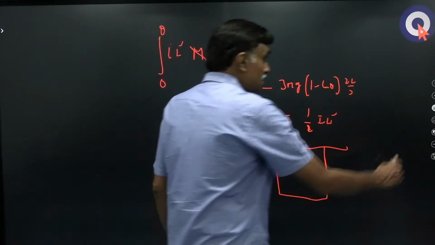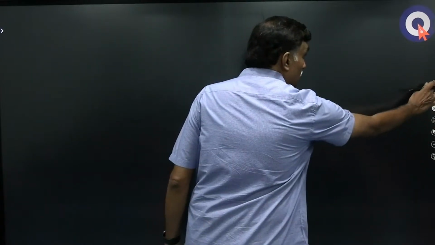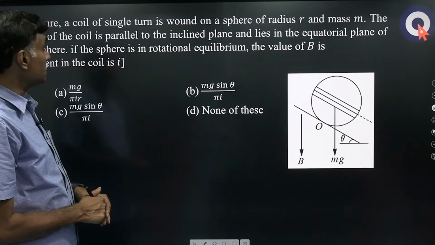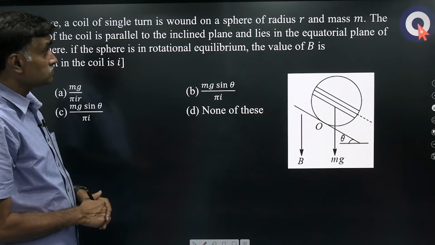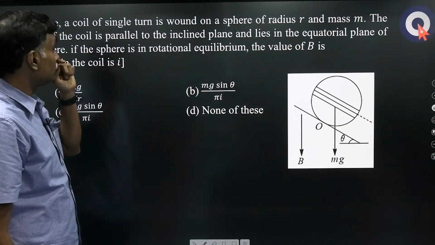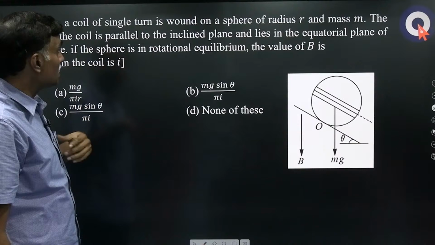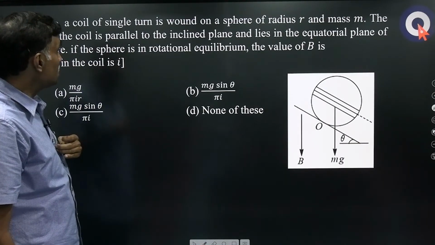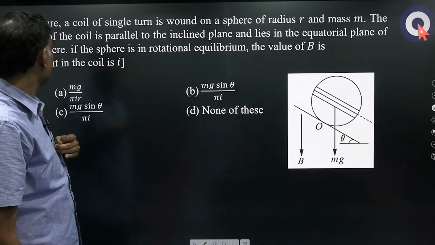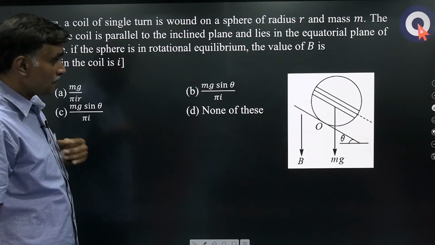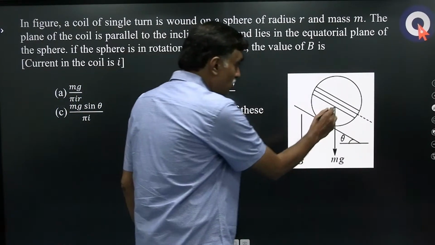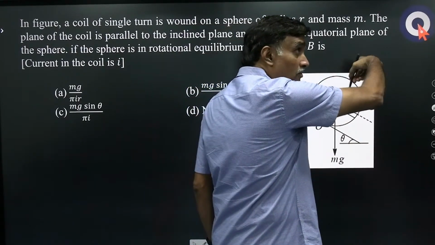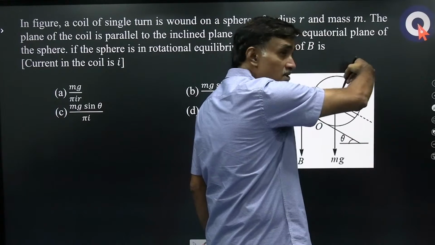Okay, next question. This is the question. In the figure, a coil of single turn is wound on a sphere of radius r and mass m. The plane of the coil is parallel to the inclined plane and lies in the equatorial plane of the sphere. If the sphere is in rotational equilibrium, the value of B is? Current in the coil is I. So if current in the coil is I and it is in rotational equilibrium, current, as seen from top, can be clockwise or anti-clockwise.